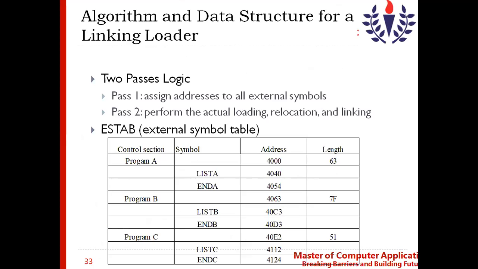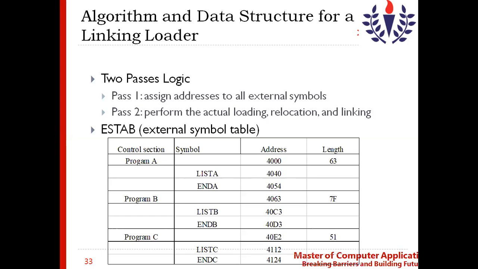So now we'll move on to the third topic under the machine dependent features of the loader, that is algorithm and data structures for the linking loader. Before moving to this, there are two important things under the machine dependent features. One is relocation and another one is program linking. As the loader performs loading, relocation and linking, whatever we have seen is relocation and linking. The loading process will happen once this is done. That is also mentioned in a few cases.